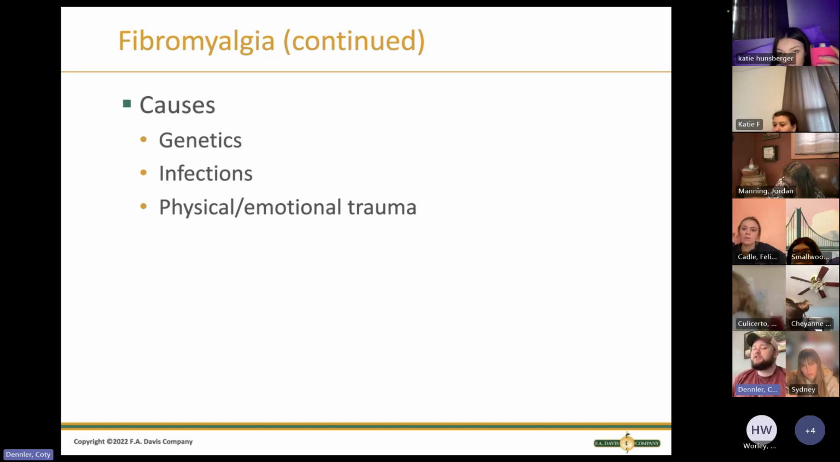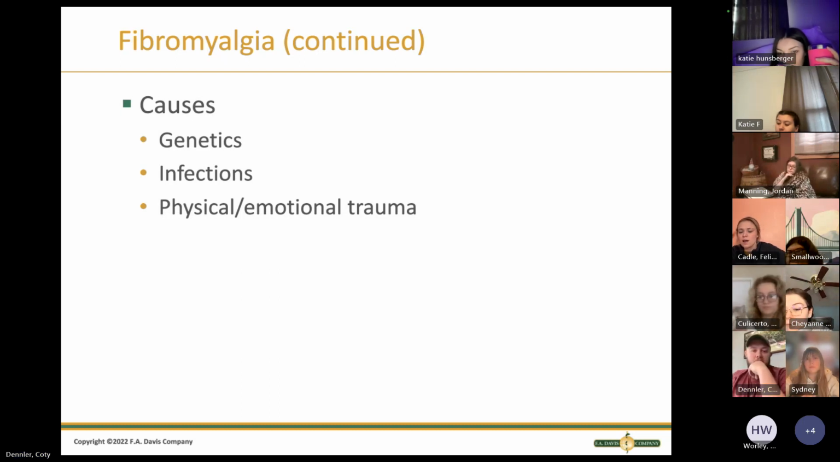Again, there's just so much research out there that contradicts each other. Some are super in favor, some are very not in favor. The jury's out on this one. All right. Is there any other questions about fibro?